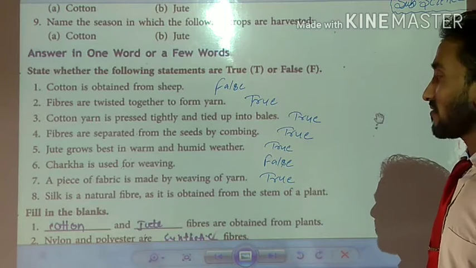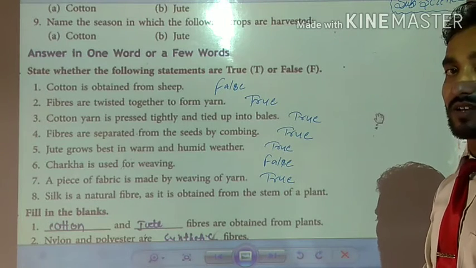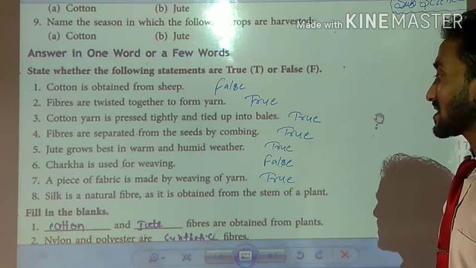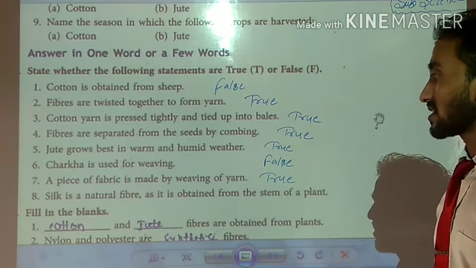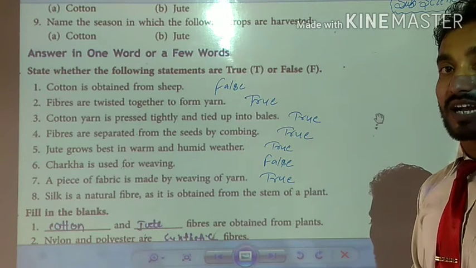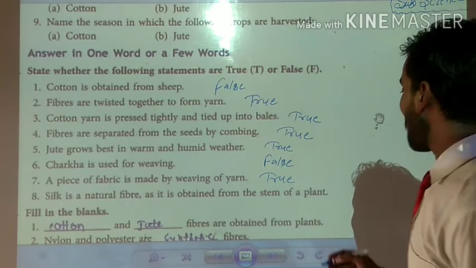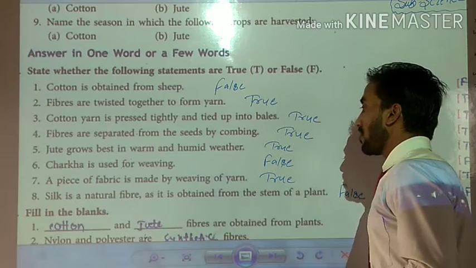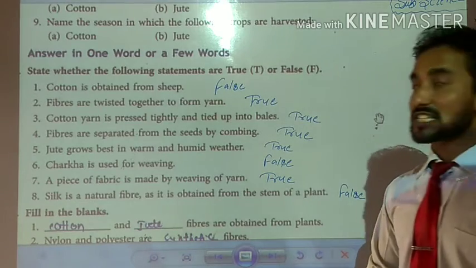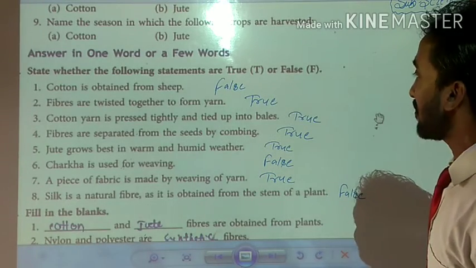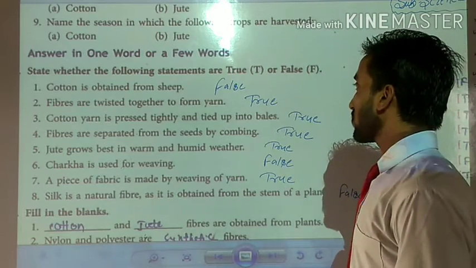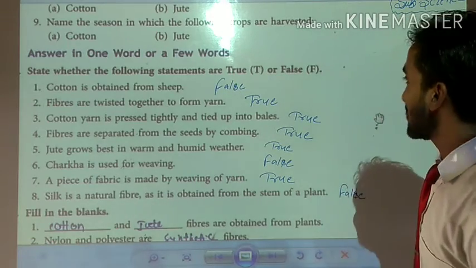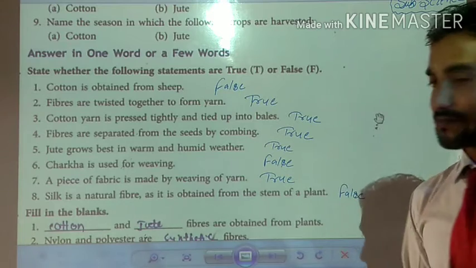See the next question. Silk is a natural fiber. We know very well, as it is obtained from the stem of a plant. But can you collect a stem from a plant? No, it is completely false. It is obtained from the silkworm, which is a type of animal. So, students, we have completed chapter number 3 and chapter number 4. The rest, in chapter number 5, we will discuss.